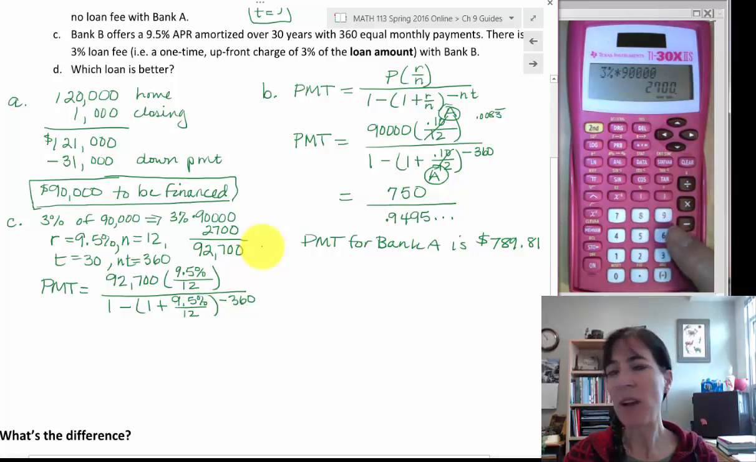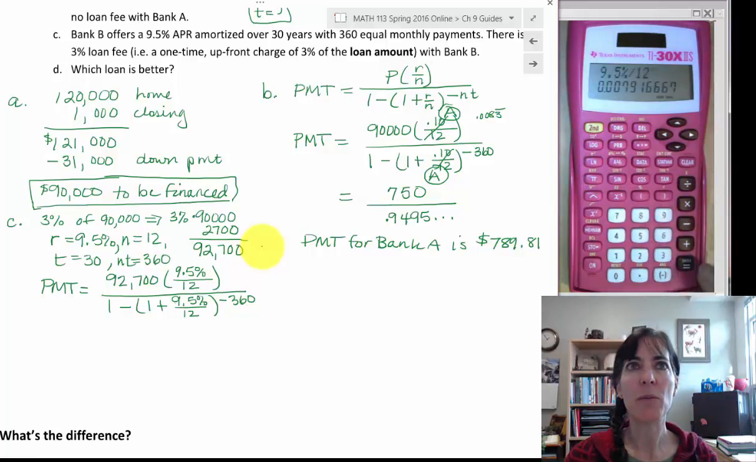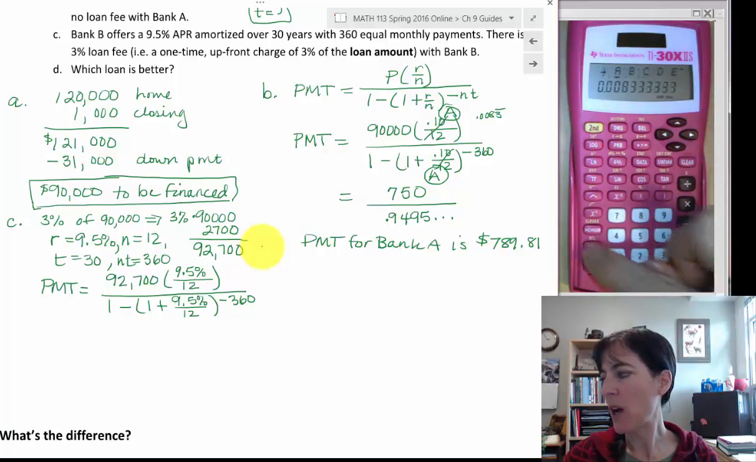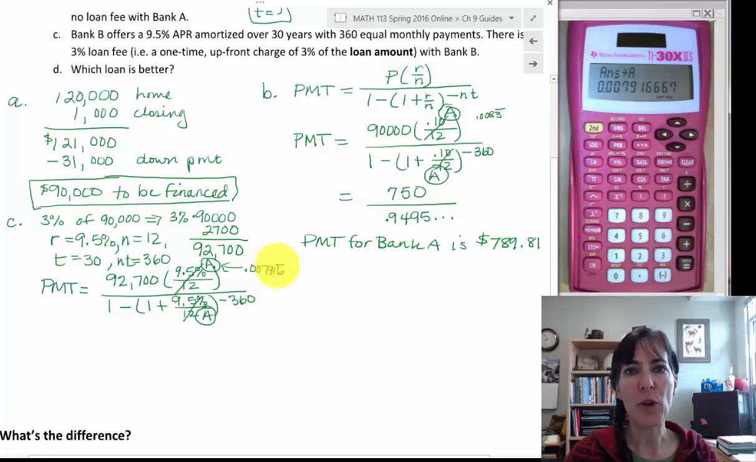First thing, let's find that 9.5% divided by 12. Make sure you put in the percent because we didn't convert it already. Divided by 12. And I get 0.007916 repeating. I will store that in A. And then I'm just going to note on my paper that this is stored in A. This is also stored in A. And the value is 0.007916 repeating.